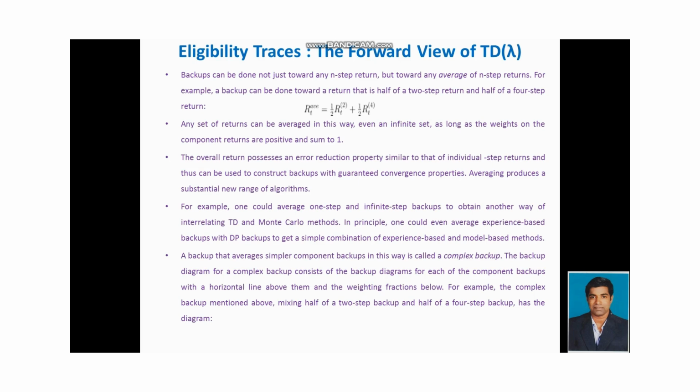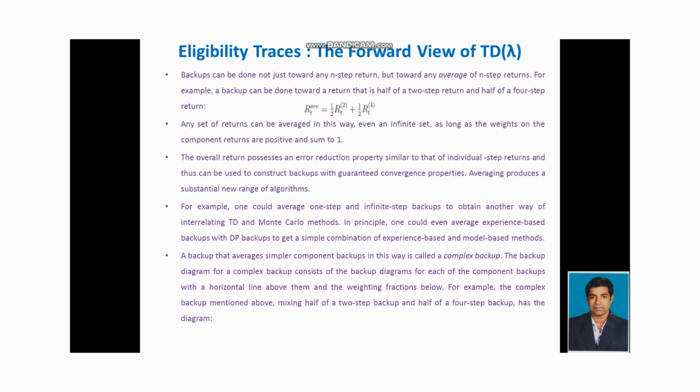Eligibility traces, forward view of TD lambda. Backups can be done not just toward any n-step return but toward any average of n-step returns. For example, backup can be done toward a return that is half of 2-step return and half of 4-step return. That is mathematically written R_t average equal to half of R_t^(2), that is 2-step return, plus half of R_t^(4), that means 4-step return.